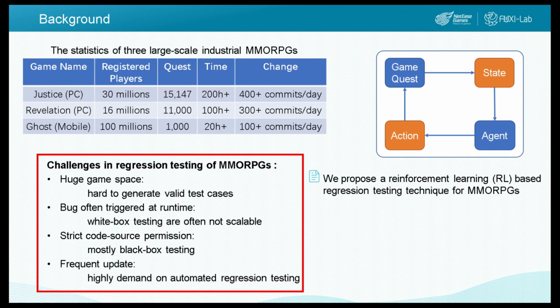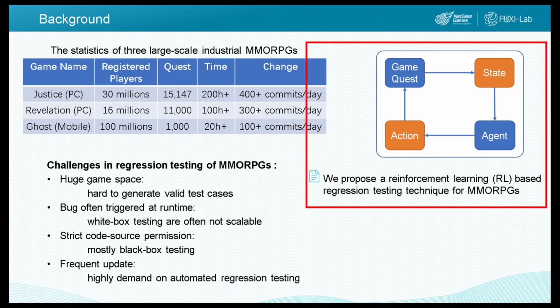Fourth, game updates are rather frequent and require efficient methods for testing the changes. Regression testing is still a pain point, leaving the released game under risks in some cases. Fully automated regression testing of games is highly demanding. So, we need a new solution to deal with these simple and plot-oriented quests. In this work, we propose a reinforcement learning-based regression testing technique for MMORPGs, aiming at effectively exploring the changes of 2 versions of the MMORPG.